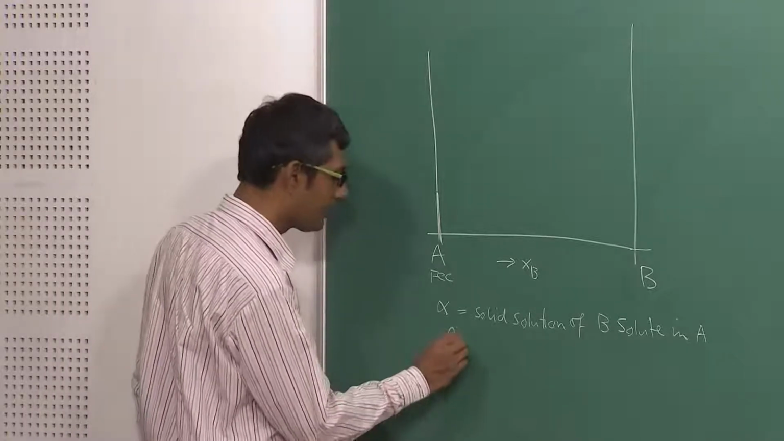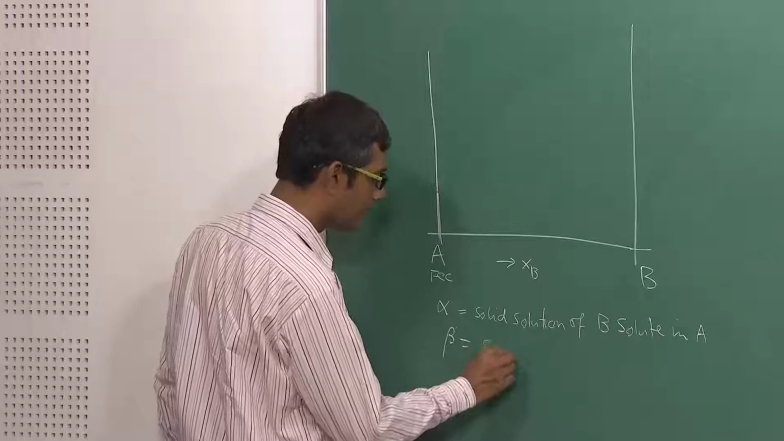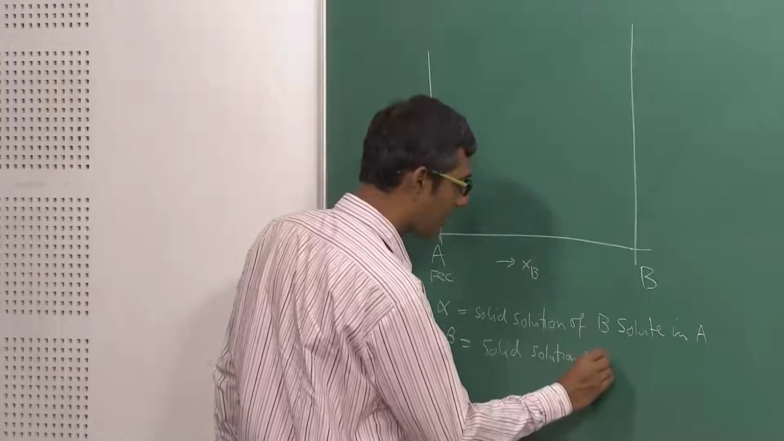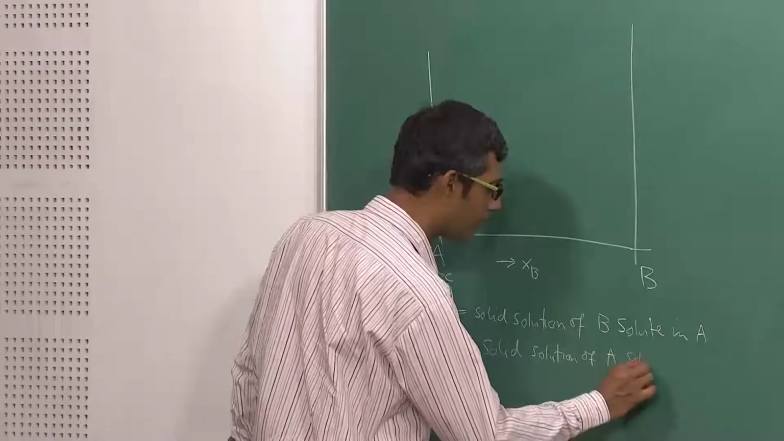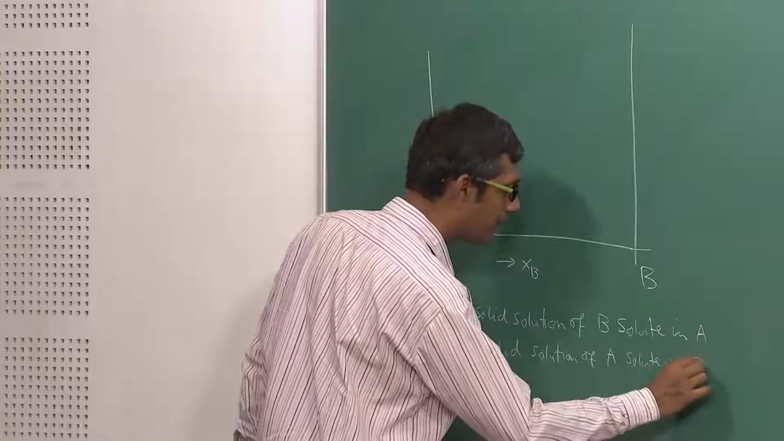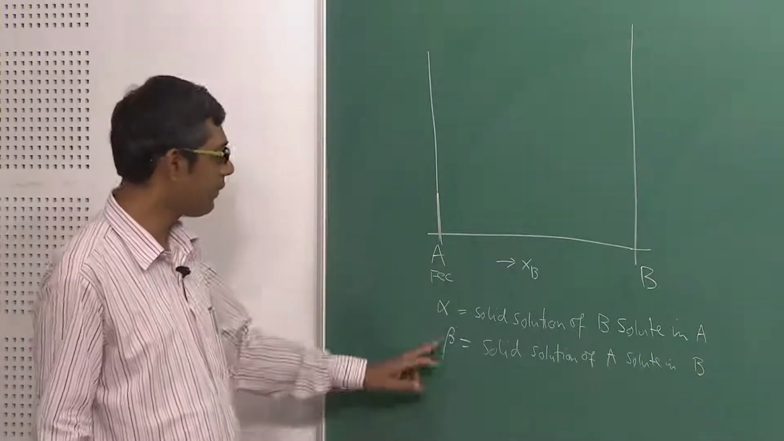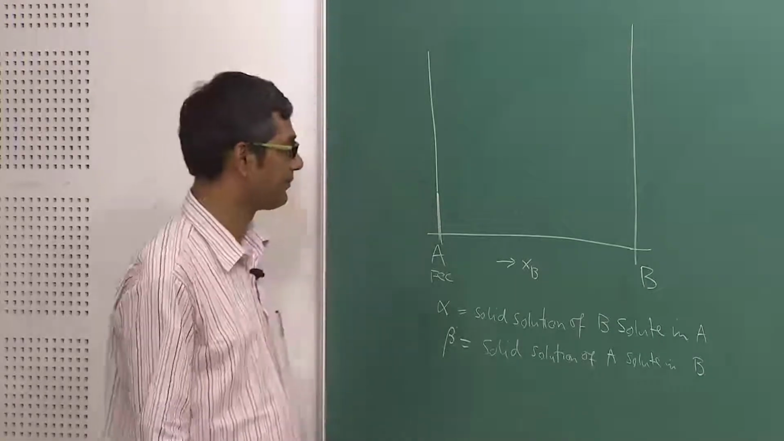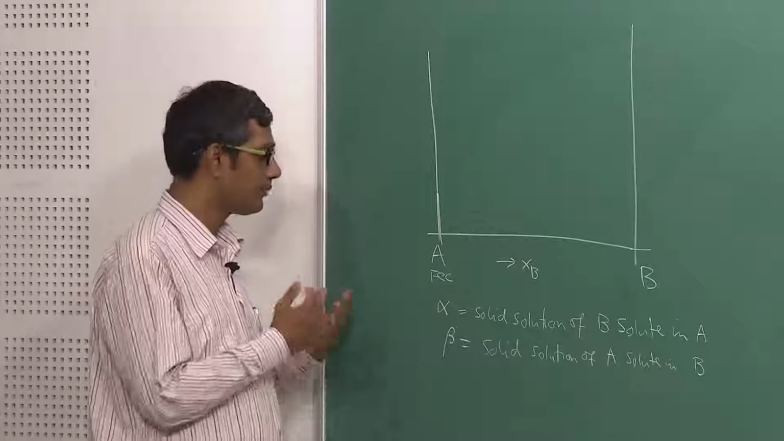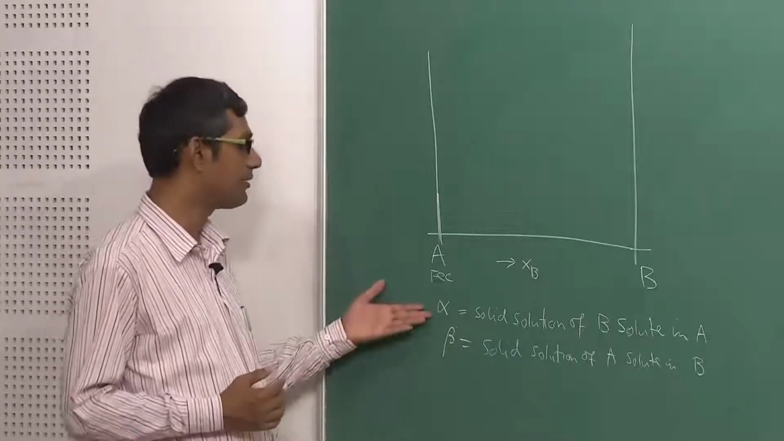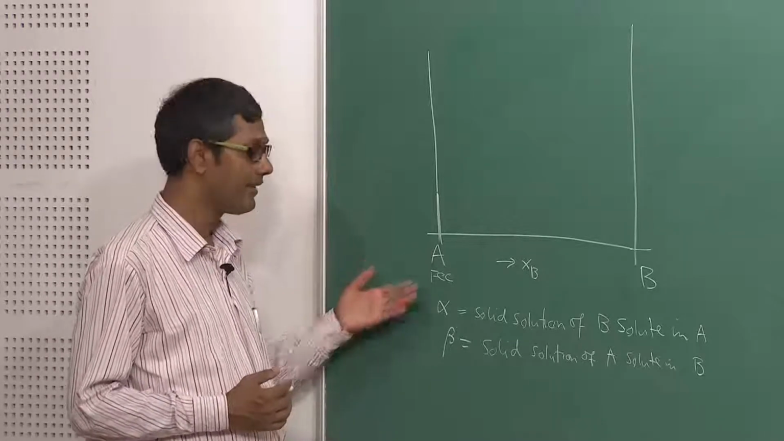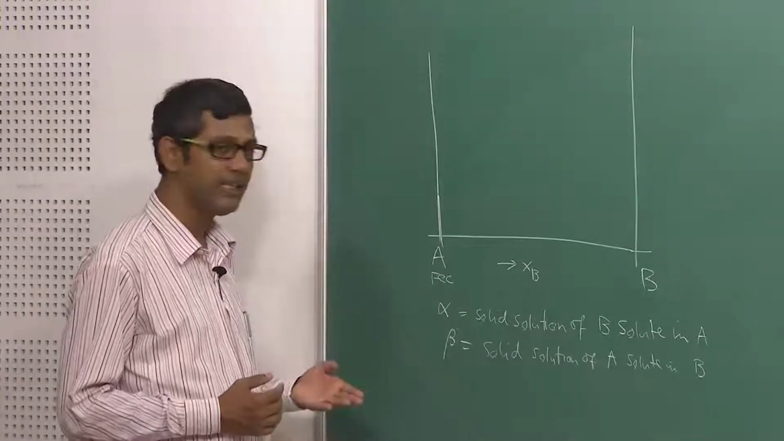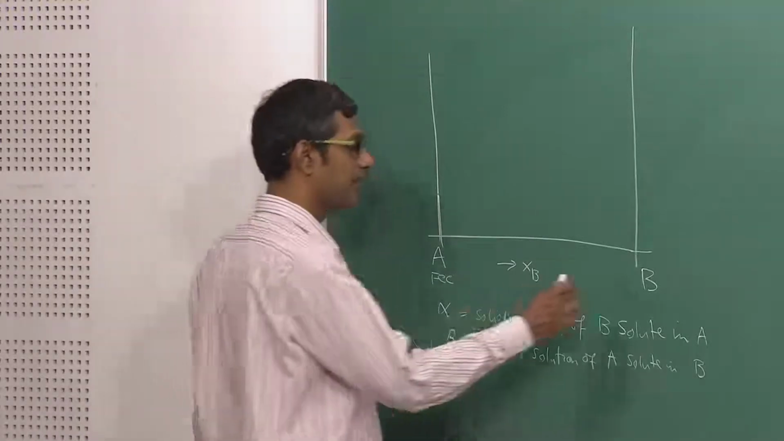And let us suppose beta is a solid solution of A solute in B. That means beta is a B rich solid solution. A is added in a small quantity. Okay, so we have formed two solid solutions. One is alpha, which has a face centered cubic structure same as A and is A rich, and we have another solid solution beta, which is B rich, and it has a BCC crystal structure, right, because it is B rich.